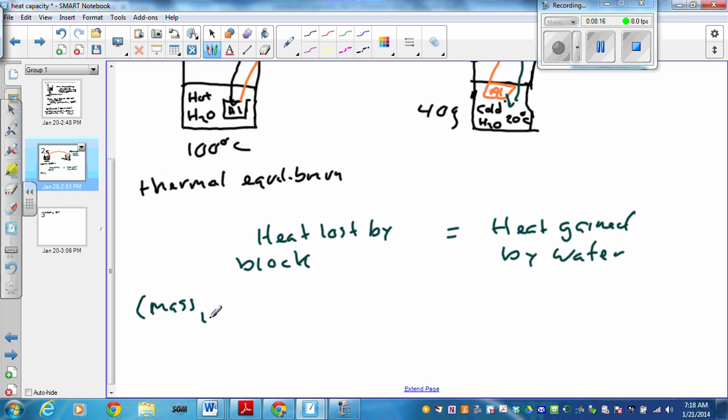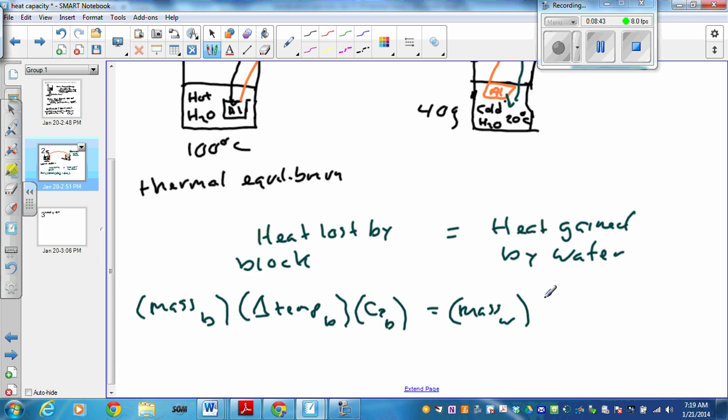of the block, the change in temperature of the block, and the heat capacity, CP, of the block. That should be equal, by conservation of energy, to the mass of the water, the change in temp of the water, and the heat capacity of the water.